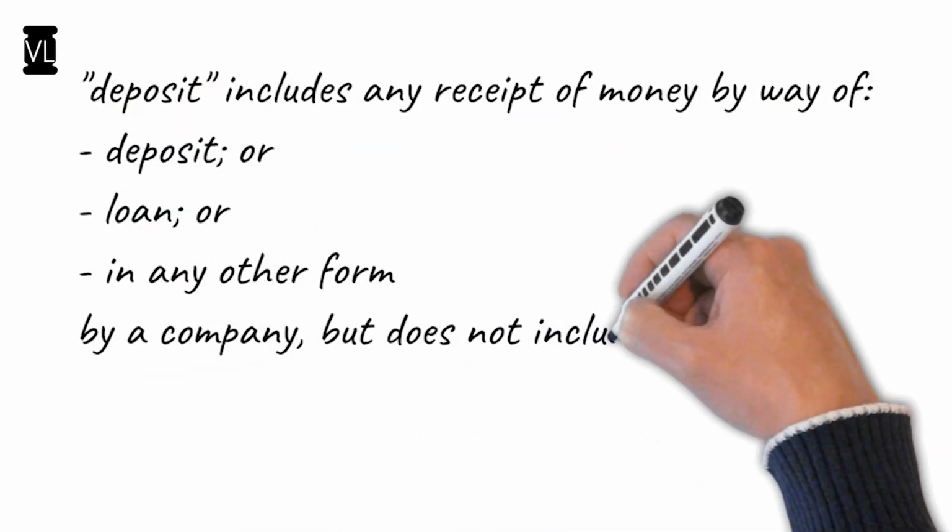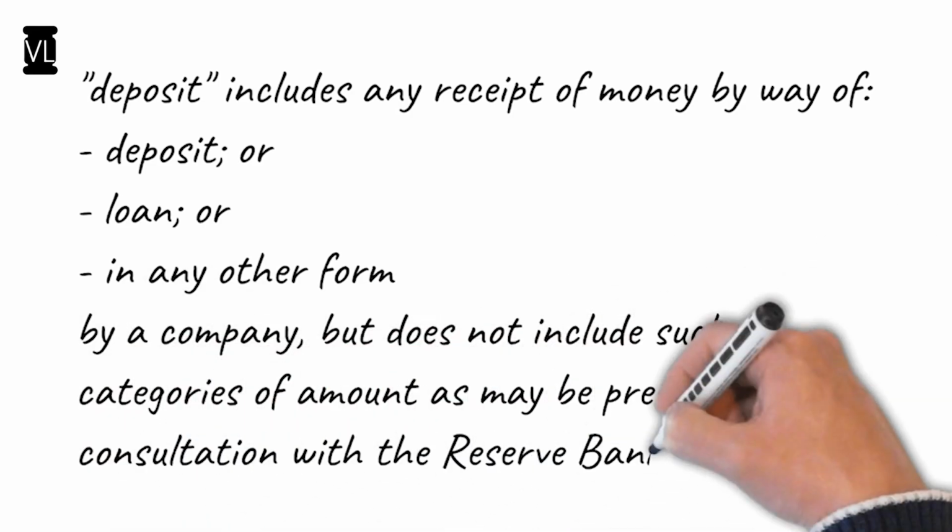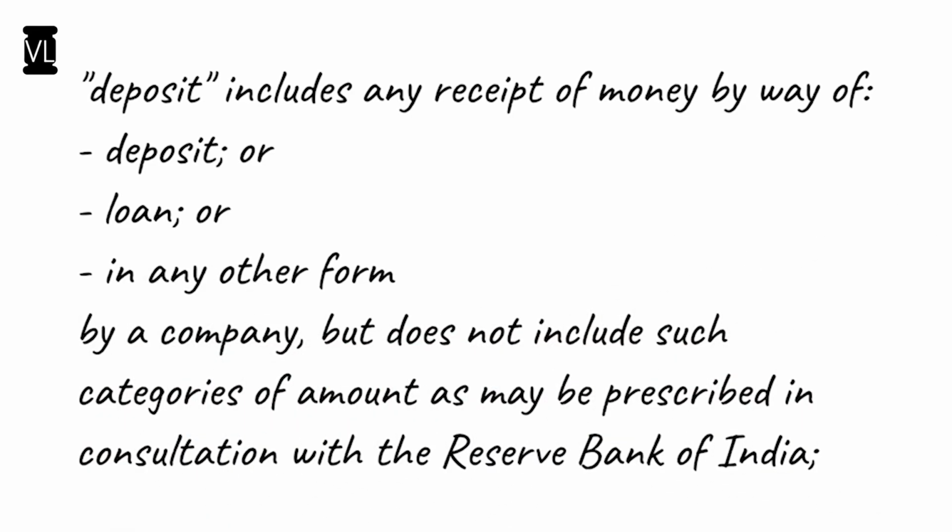The term deposit is defined under Section 2, subsection 31 of the Companies Act 2013 to include any receipt of money either by way of a deposit, loan or in any other form, but it does not include such categories of amounts as may be prescribed by the Central Government, right?